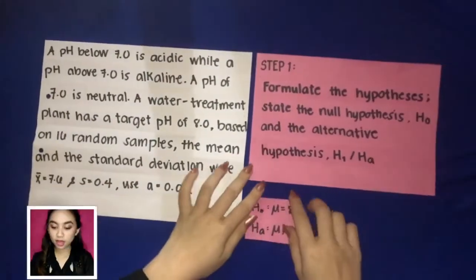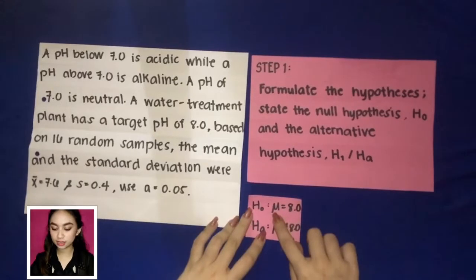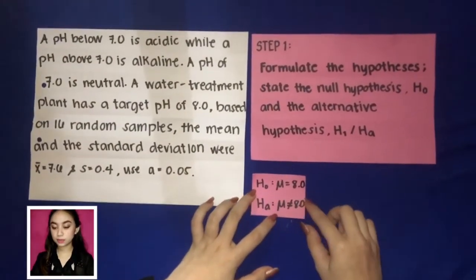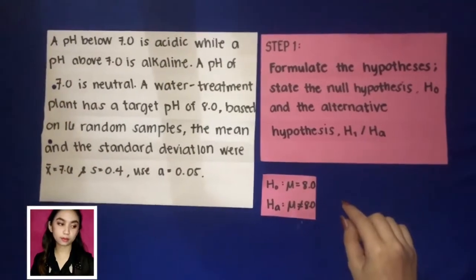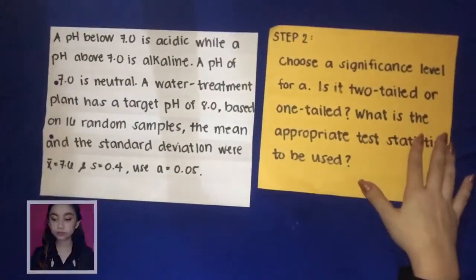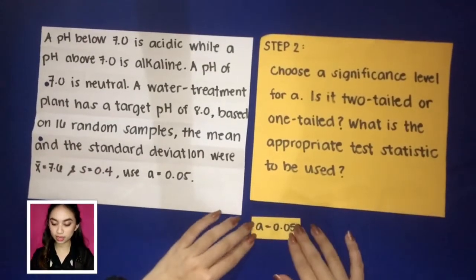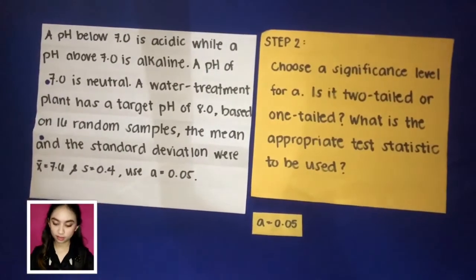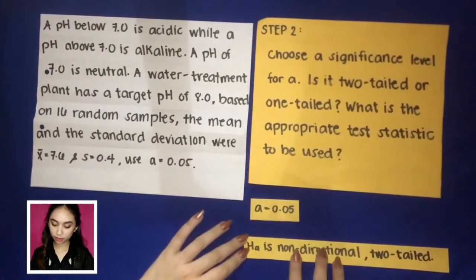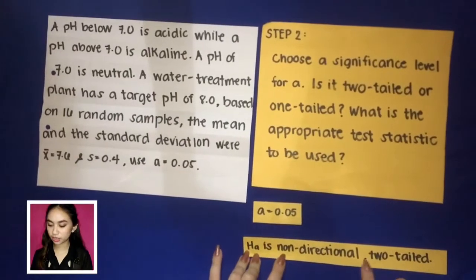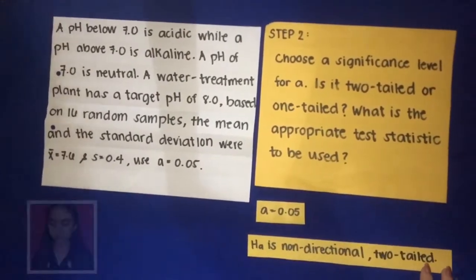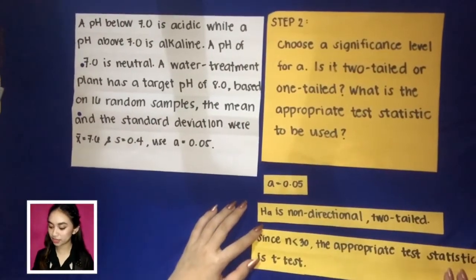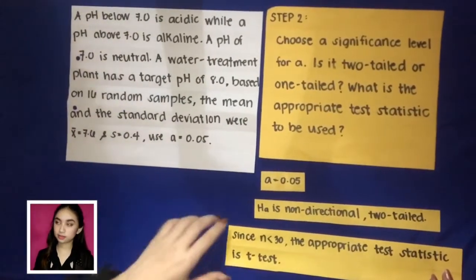Step 1. Our null hypothesis is mean equals 8.0, and the alternative hypothesis is mean is not equal to 8.0. Step 2. Our significance level is A equals 0.05 since it is given, and our alternative hypothesis is non-directional and it is two-tailed. Since our sample is less than 30, the appropriate test statistic is the t-test.